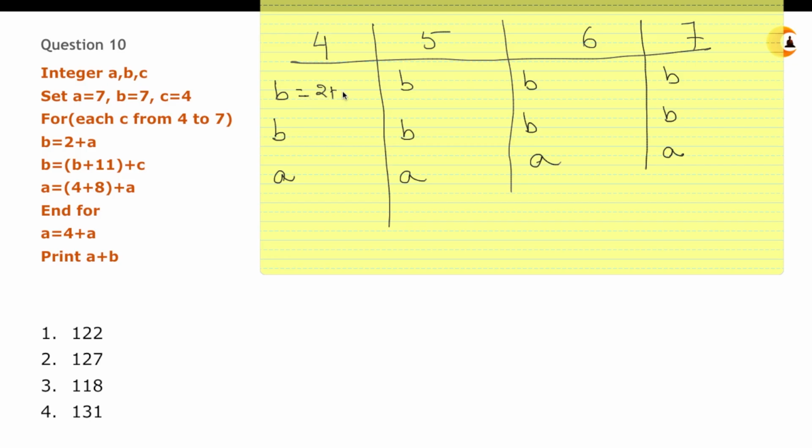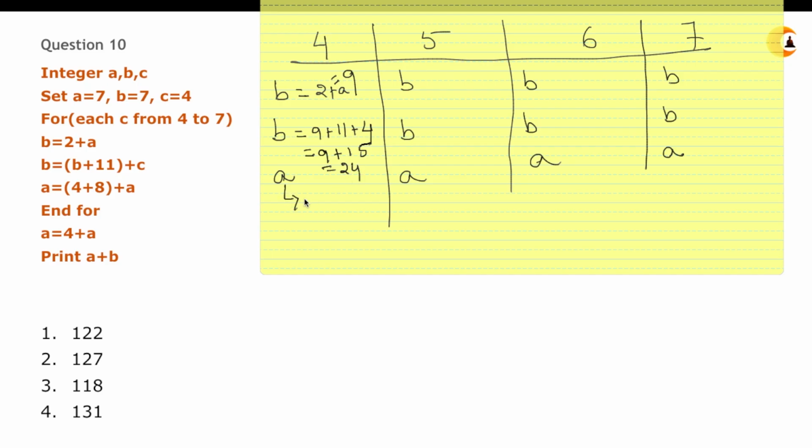So 2 plus A. So 2 plus 7, that is 9, right? So now the B value has been updated. So 9 plus 11 plus 4, that will be 9 plus 15. So we have to solve all of them in a similar way for each and every iteration. So this value will be 24.